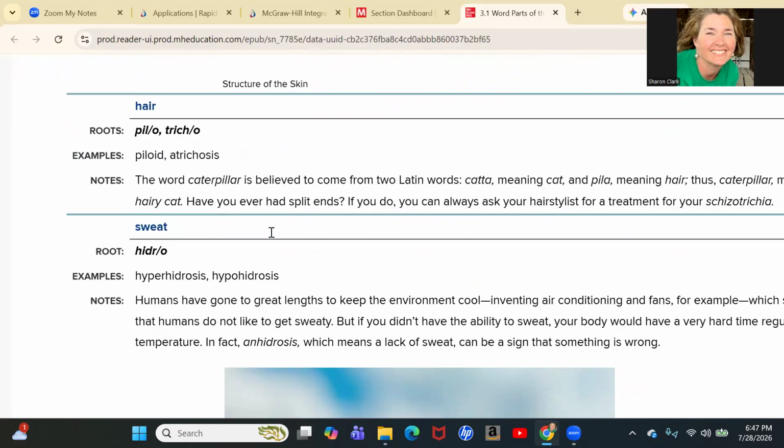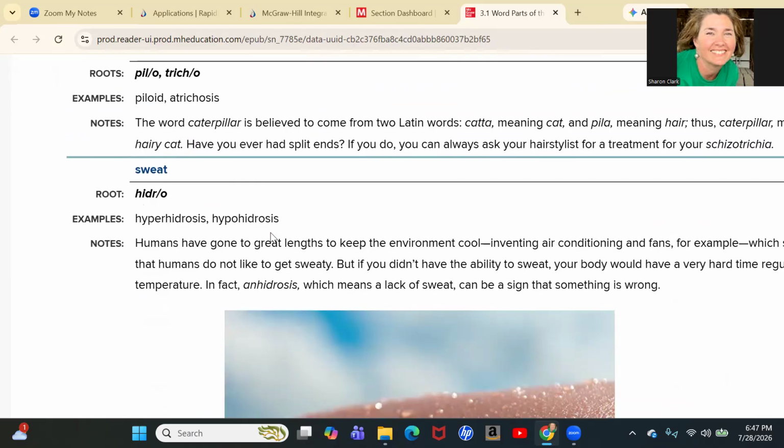And hidro is your sweat glands, also known as your sudoriferous glands. Sudorifero meaning sweat, okay? Or hidro with an I means sweat.